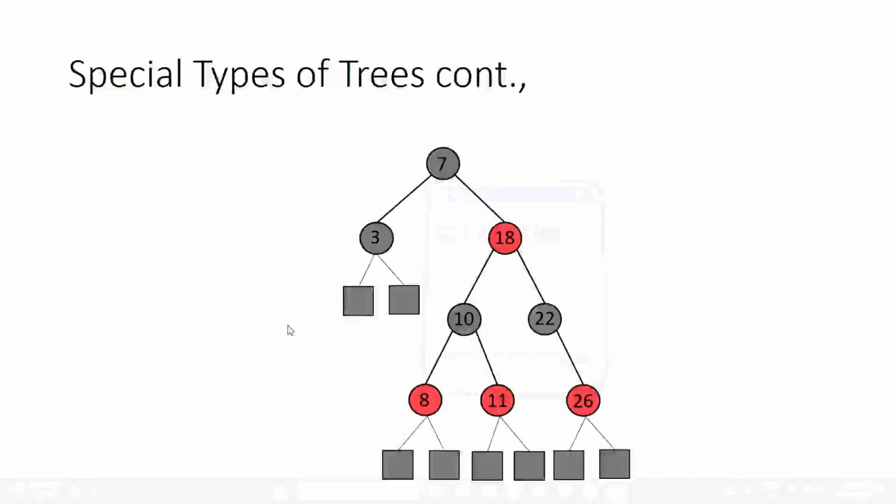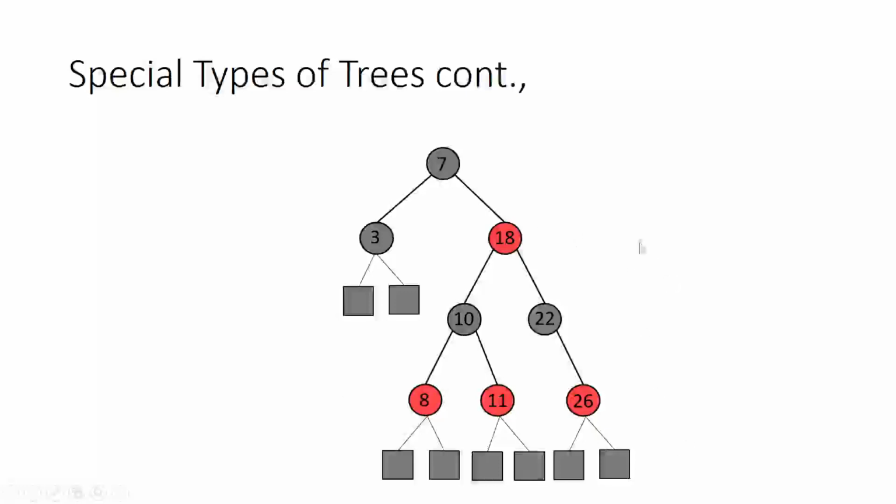So this is an example of a red black tree. If you observe here, the root is black in color, and you can observe another property: no two adjacent nodes are red. We can also see that all the null nodes, the square-shaped nodes, are nothing but null nodes here. So all null nodes are black in color.